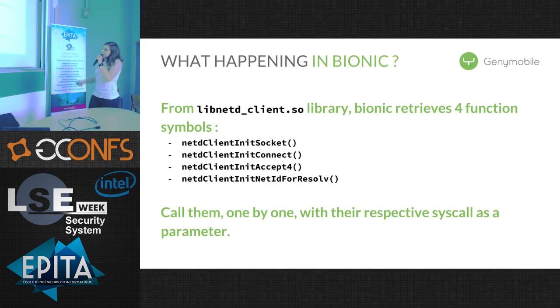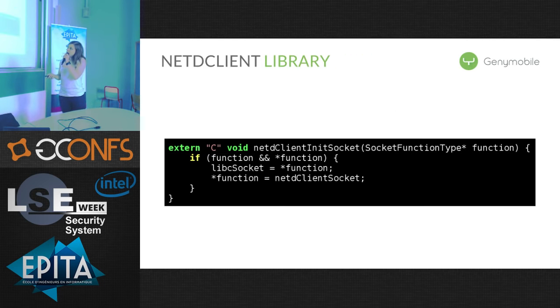And from this library, it retrieves four functions, these four functions over here. So I will keep an eye on the netdClientInitSocket, and call them one by one with the syscall as a parameter. The syscall key was previously initialized in the netdClientDispatch C structure. And what are these functions doing? Here's the main code. What's very important here is what's happening at the beginning of Bionic. It takes a syscall, and says, I will store it locally in my file, the syscall, but I will put my function inside. That should mean that at the end of Bionic loading, the dispatch structure no longer has the syscall in the structure, but the netdClient library function.